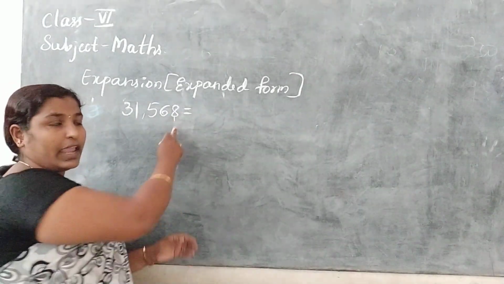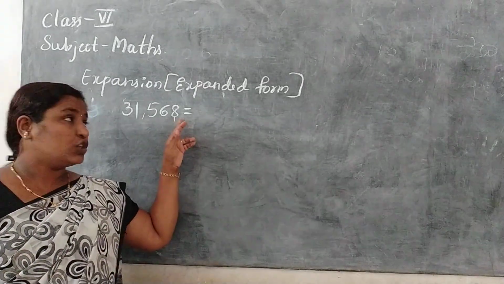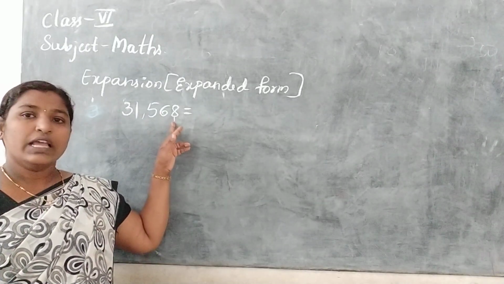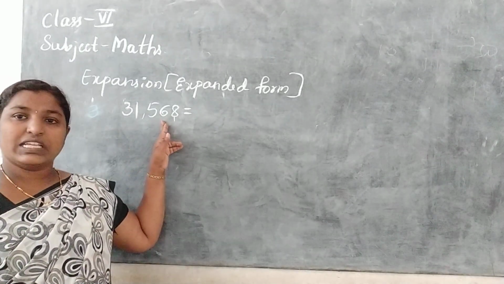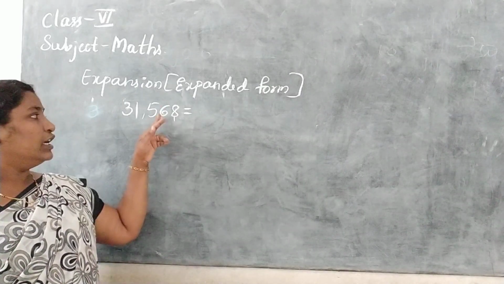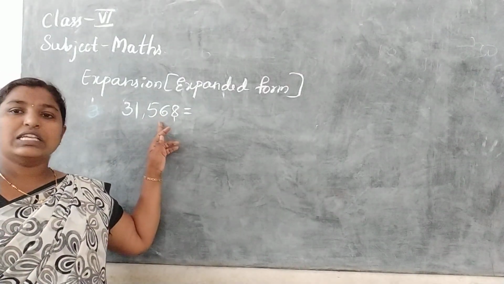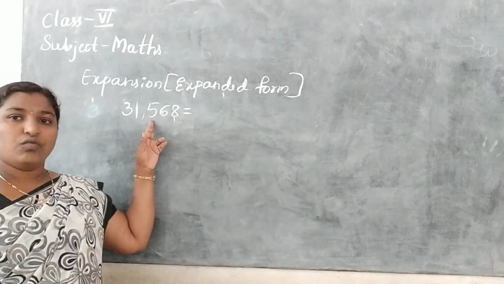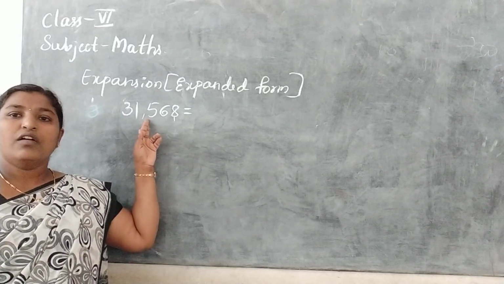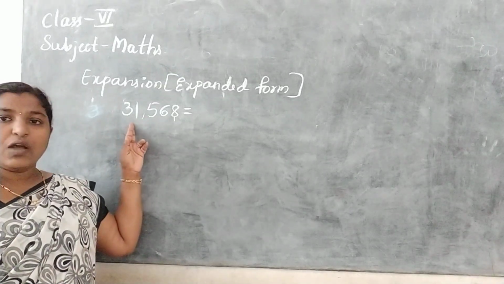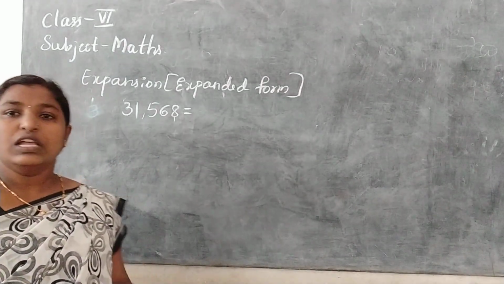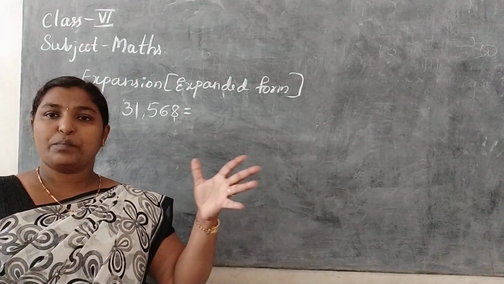What is the place value of 8? 8 is in ones place. So 1 into 8, 8. The place value of 8 is 8. And then place value of 6. 6 is in tens place, so 10 into 6, the value of 6 is 60. And then 5 is in hundreds place, so 5 into 100, 500. Then 1 into 1,000, 1,000. And 3 into 10,000, 30,000. This only we should expand.